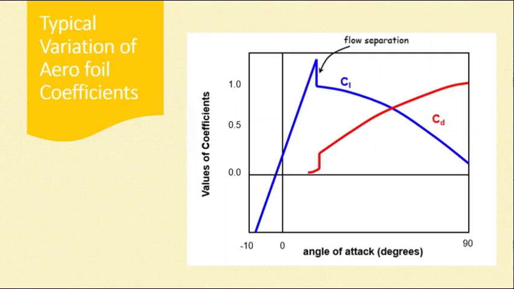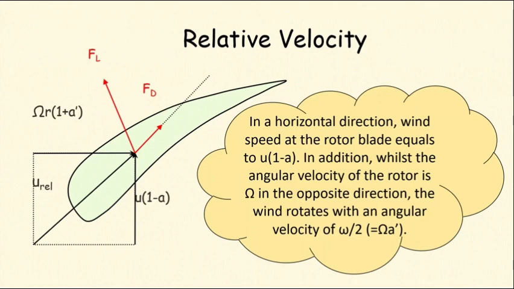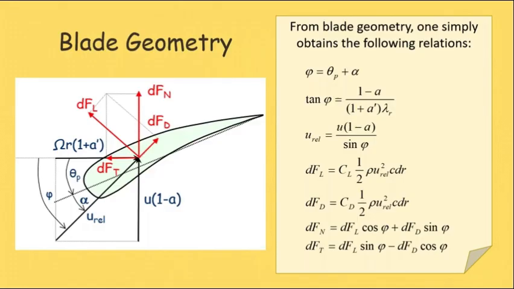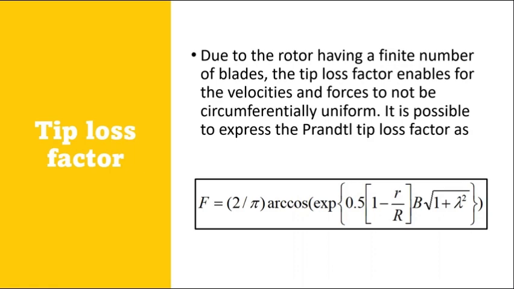And this is the graph of typical variation of aerofoil coefficient. This section explains how relative velocity works. So this explains how we can find the blade geometry equation. Lastly is tip loss factor. You can see the equation F equals this.